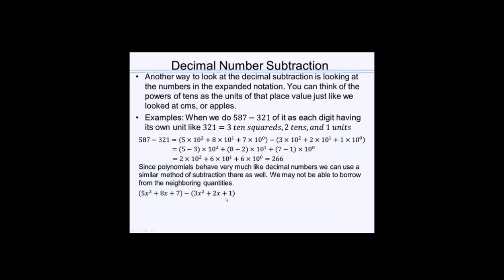If you have this problem, again, you'll have x squares together, x's together, units together. If it was 3 minus 5 here, since there is no carryover or borrowing, it would just be a negative number here. That's really the only difference. So you just take like terms, make sure they're the same units, and then do the subtraction.